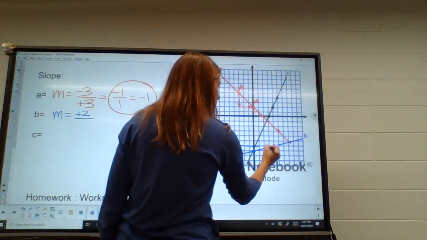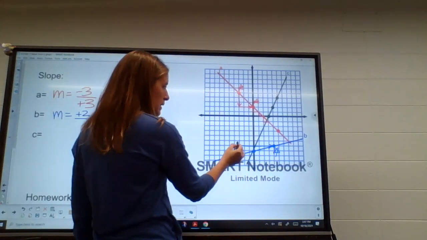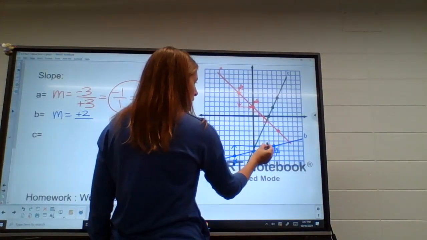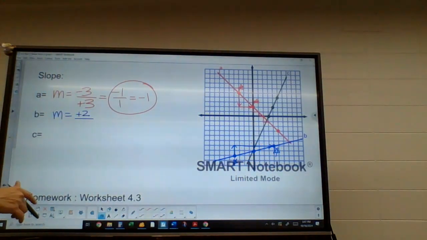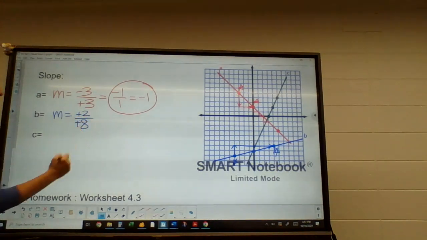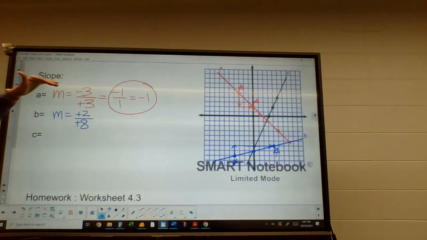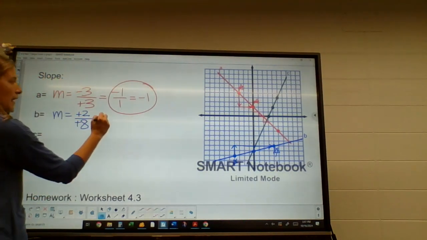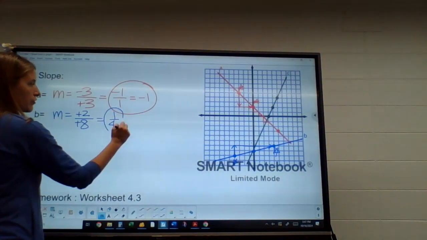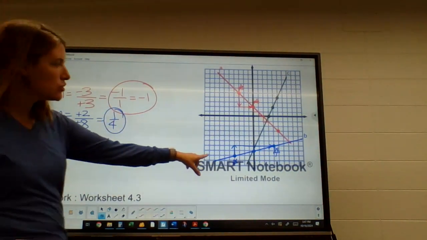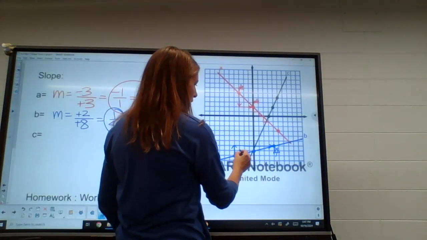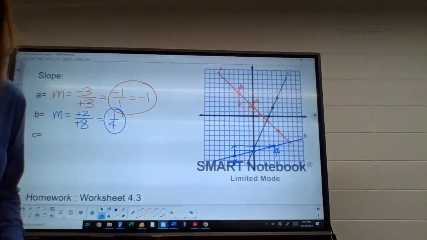And I'm going all the way across, and I'm going to count the spaces across 8. So over 8. So up 2 over 8, and if I simplify that, that's going to be a 1/4 for my slope. And if you had picked 2 points that were closer together, that would also have been 1/4.